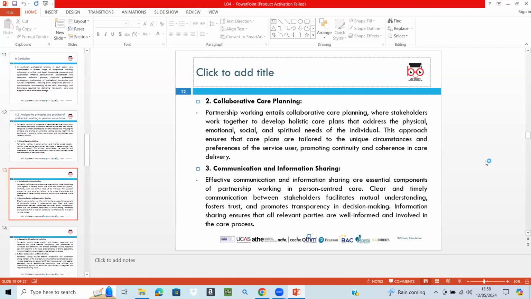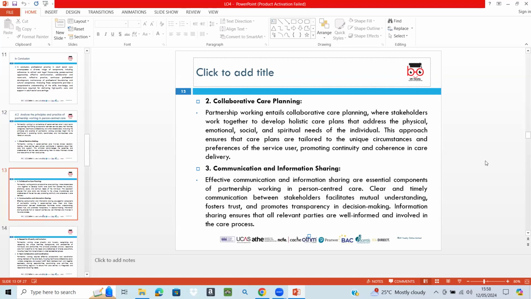In the next slide, we have collaborative care planning and communication and information sharing. Right. So partnership working in person-centered care involves collaborative care planning, where stakeholders come together to develop a comprehensive care plan that addresses all aspects of individual well-being.